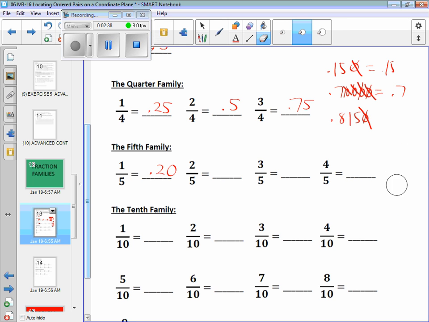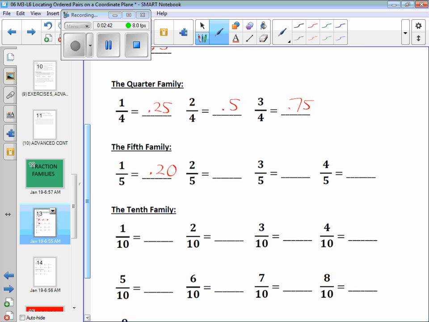What about 2/5? Correct. 0.4 or 0.40. We'll leave it as 0.4. We'll make it as short as possible. 3/5. 4/5.